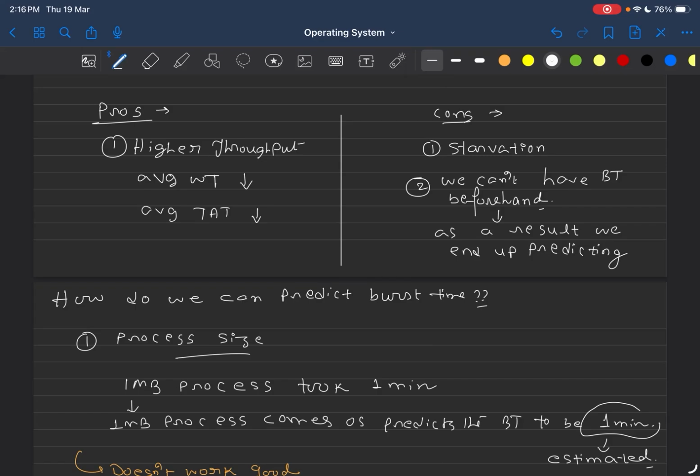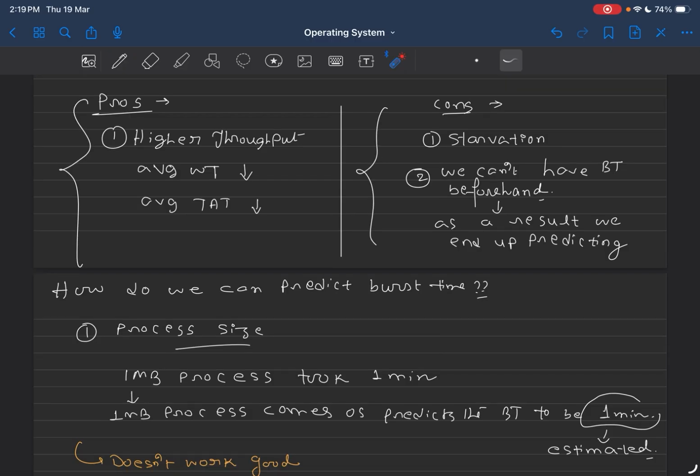So by this time we know what the shortest job first algorithm is, and what the shortest remaining time first algorithm is, and we have seen both of these in detail with examples. But now let's see some analysis of these two algorithms. These are the advantages and these are the disadvantages.